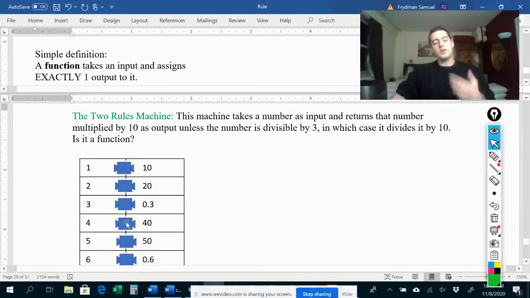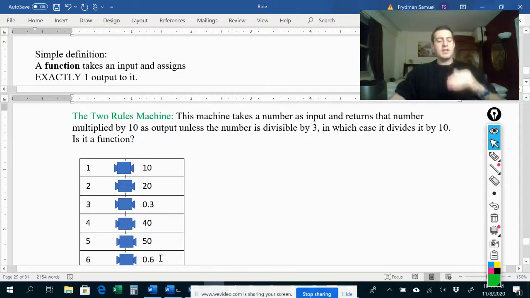Okay, 4 goes into the machine, we would get 40 out. 5 goes into the machine, we would get 50 out. 6 goes into the machine, 6 is divisible by 3, so instead of multiplying by 10, the machine would divide by 10, and it would spit 0.6 out.